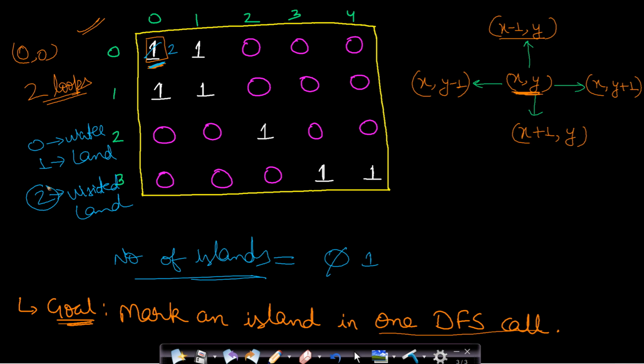Why have I taken 2? You can take any other number, but it should not be 1, because we are considering that 1 is not visited. You can even mark it as 0, it won't matter. I have taken 2 here just to make it look separate from the water. So I will mark it as 2.